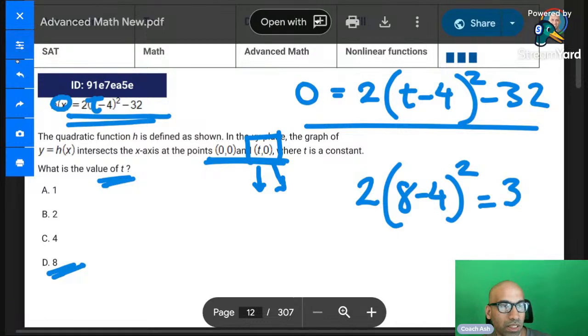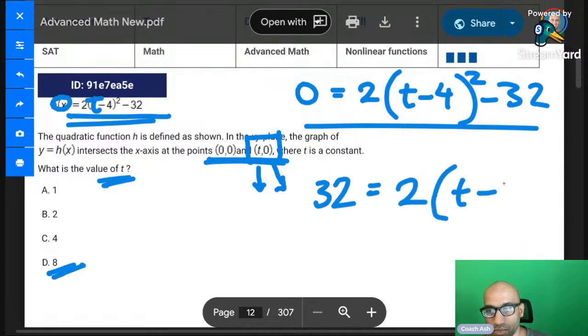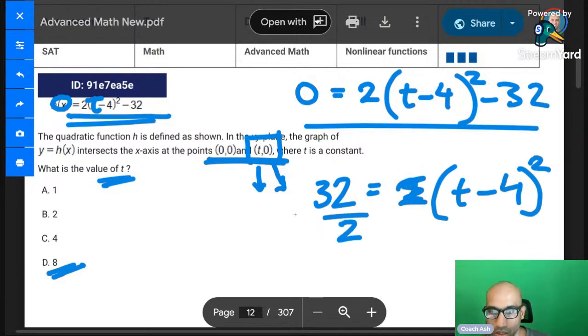All right, so let me just rewrite this part here. The way you solve this is by making this 32. Remember, there was a 32 here, there was a 2 here, and then you have t minus 4 squared, right? You divide by 2, which is equal to 16, right?